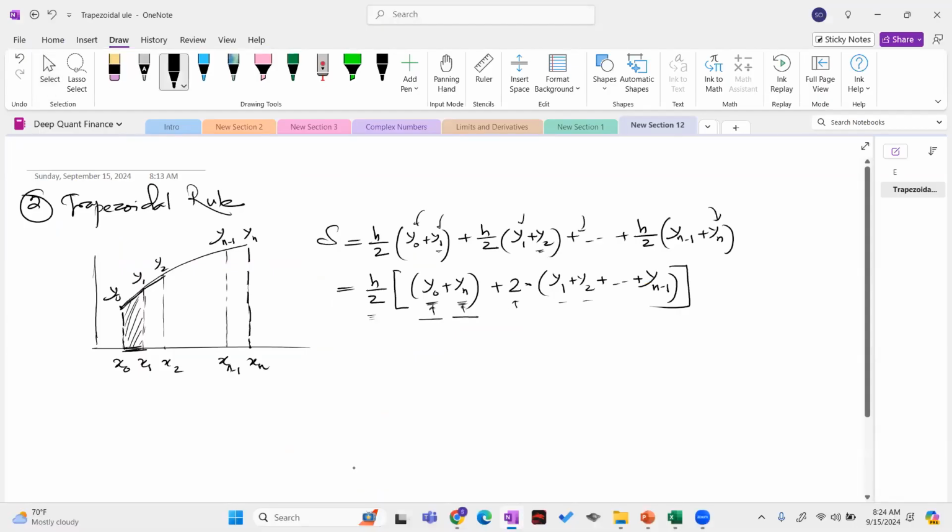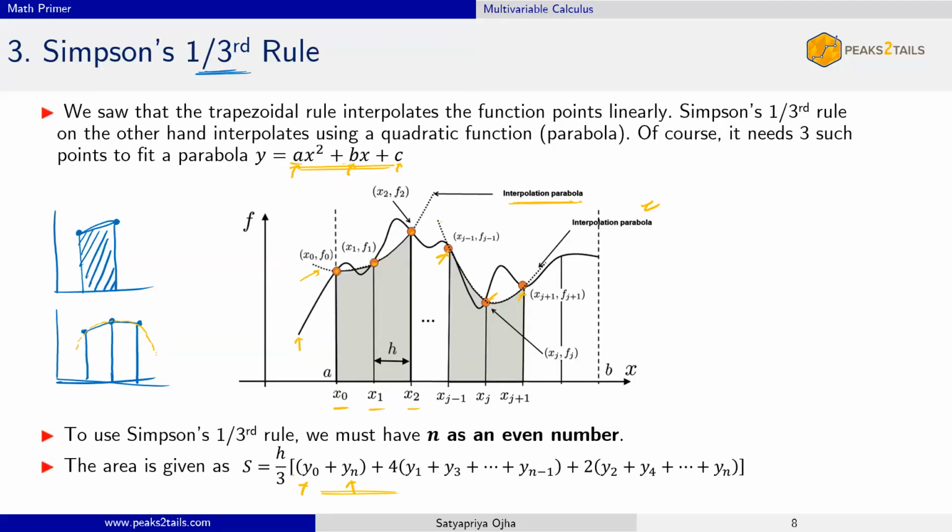Y0 and yn, correct? Here we have h by 2, there we have h by 3. In fact, it's called the one-third rule because there is a 1 by 3 outside. That's where it gets its name from. We have y0 and yn, then 4 times the odd heights, the heights at the odd places, 1, 3, 5, 7, and 2 times all the even heights, y2, y4, y6, y8, up to yn.